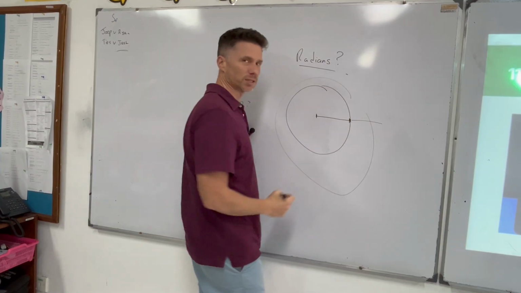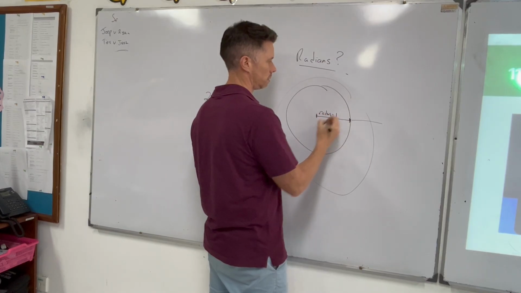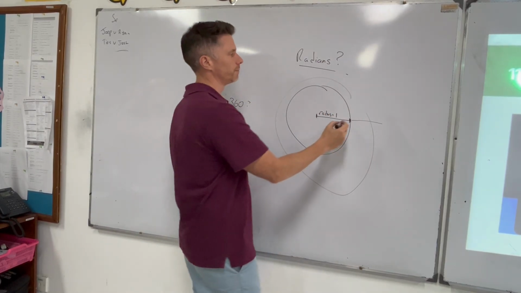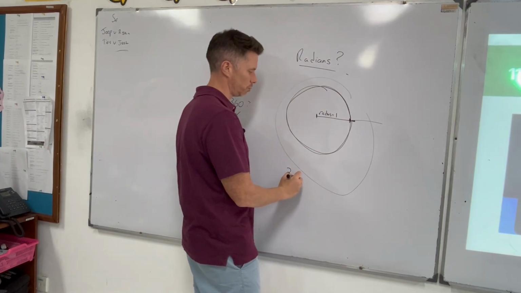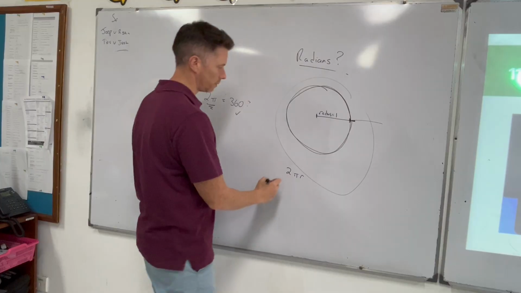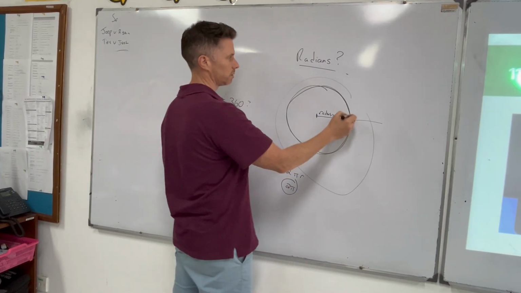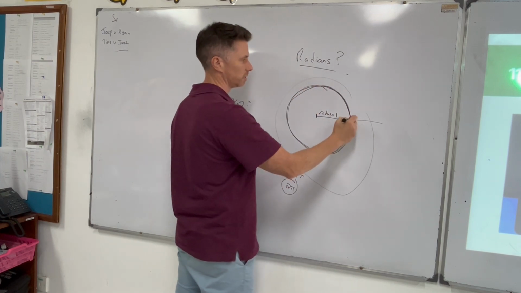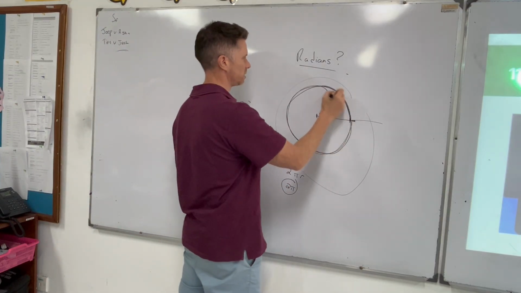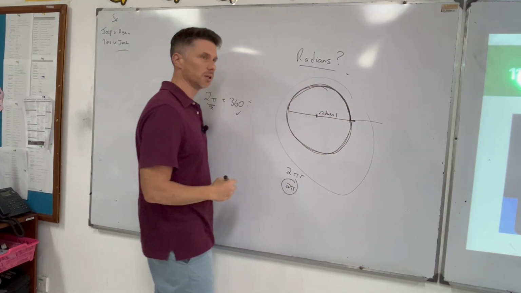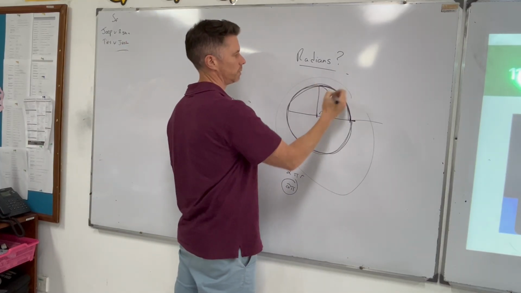If we go back to our unit circle and set the radius as length 1, what is the circumference of this circle? The circumference is 2 pi times the radius, so it is just 2 pi in this case because the radius is 1. That means the distance all the way around is 2 pi. Half the way around is pi, and a quarter of the way around is pi over 2.